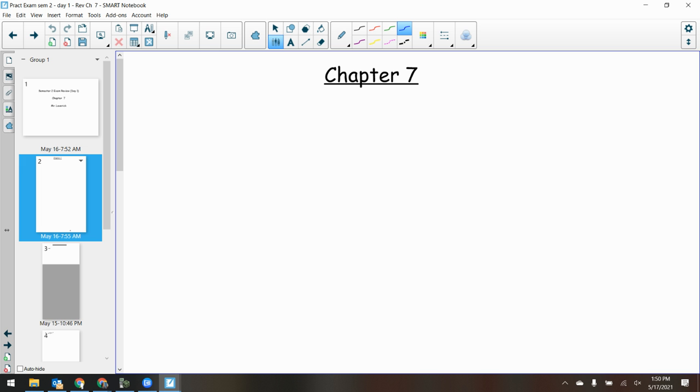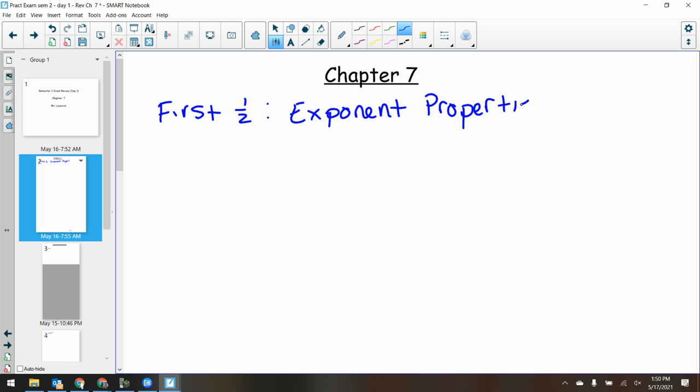First half, second half. So the first half of Chapter 7 was all exponent properties. Right? Section 7.1 to 7.4, all exponent properties. What do I mean by that? Well, if I had x to the 0 power, what is anything raised to the 0 power? 1. Anything raised to the 0 power is 1. Doesn't matter what it is.